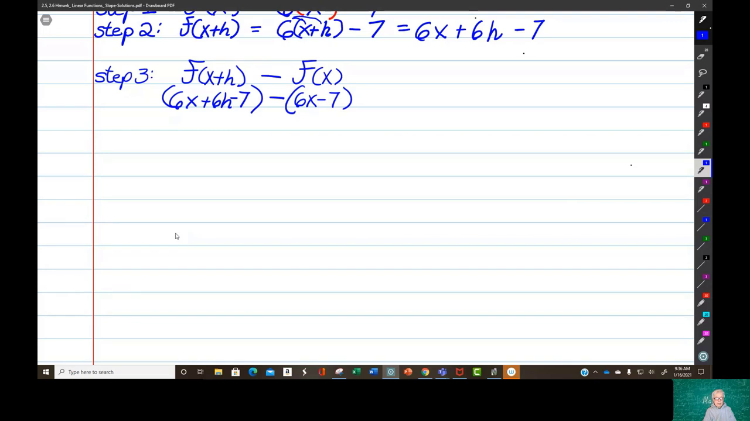Okay. Well, that gives me 6x plus 6h minus 7. Now, here's the tricky part. You treat that minus sign as though it were a negative 1. Negative 1 times positive 6x is negative or minus 6x. Negative times negative 7 is going to be plus 7. And now that's what I've got.